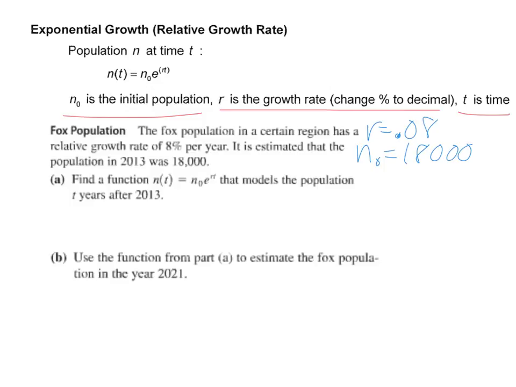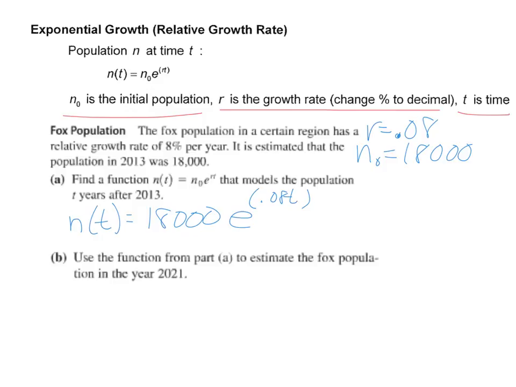Part A says find the function that models the population t years after 2013. So we leave the t as a t, 18,000 e to the power of 0.08t. So that's the general formula for these foxes.